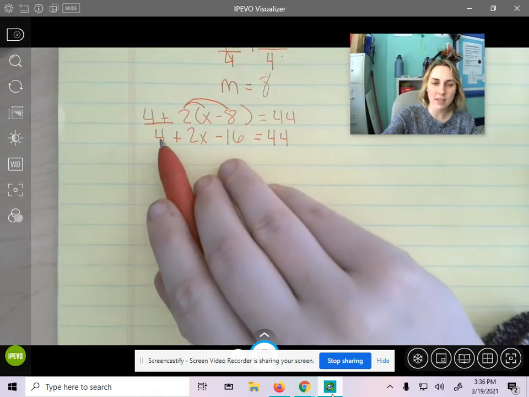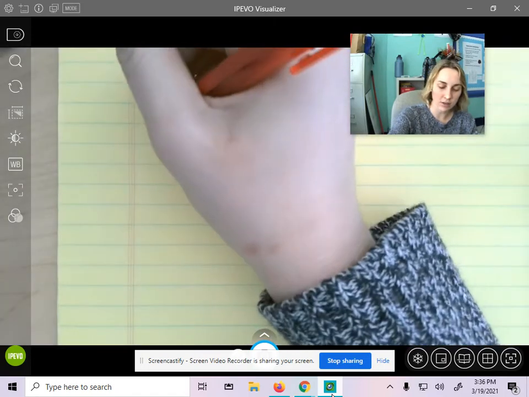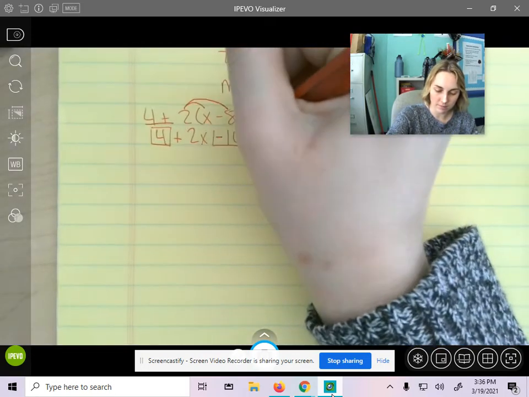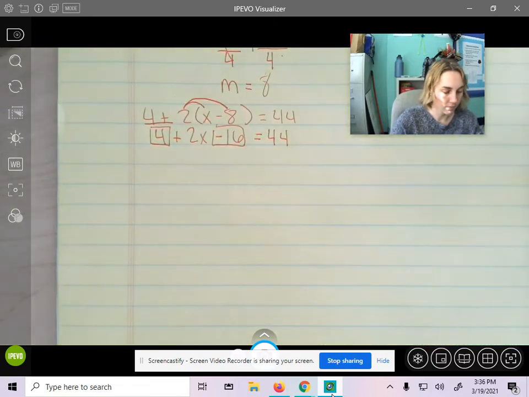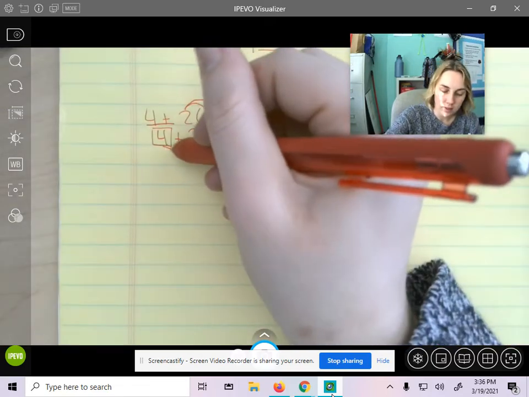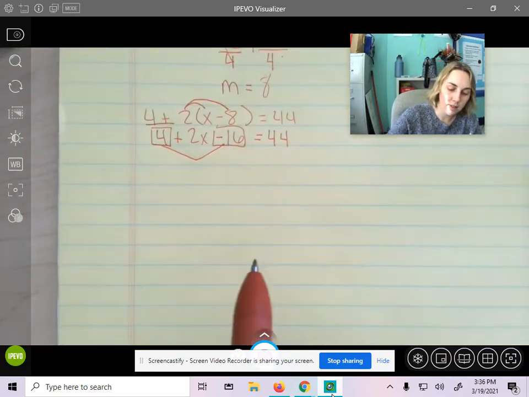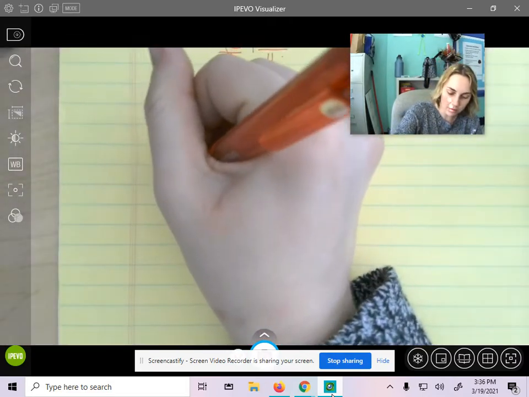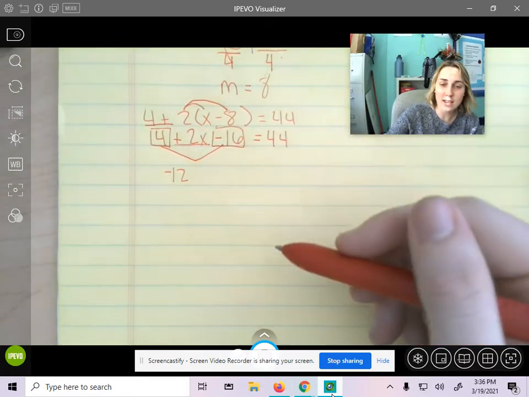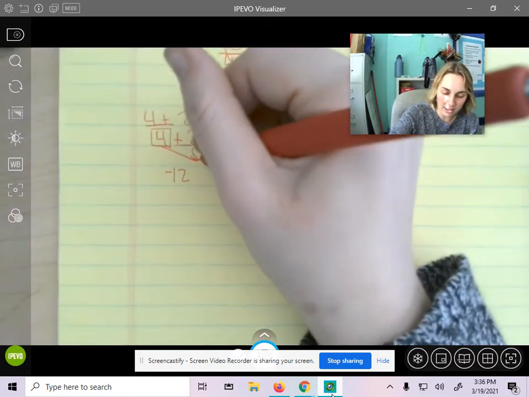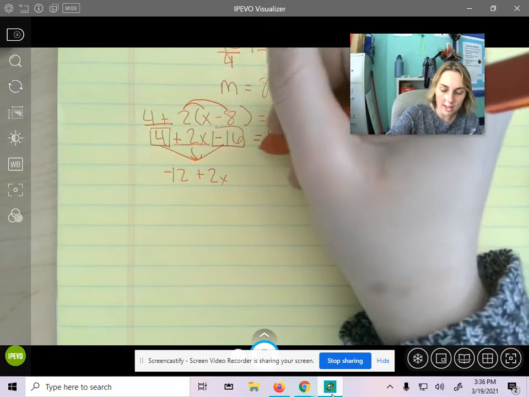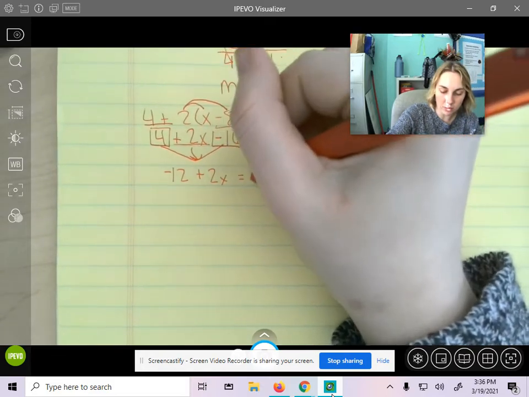All right, next step is I need to go ahead and combine like terms. So my like terms here are 4 and -16, so I'm going to box them up real quick. So I need to simplify those first. 4 minus 16 is going to leave me with -12. Positive 2x did not have any like terms, so again, I'm just going to bring that down. And then I'm going to bring down this is equal to 44.